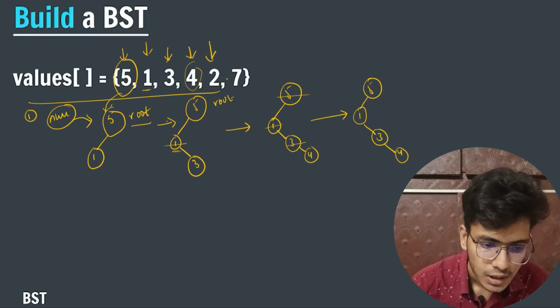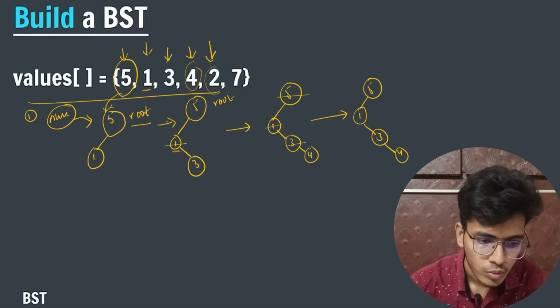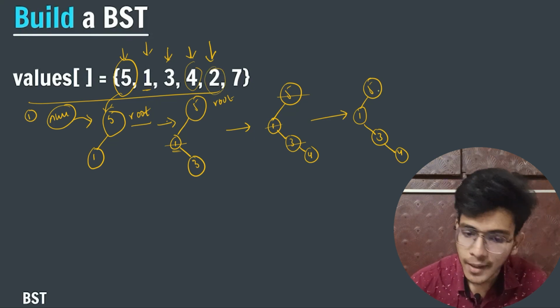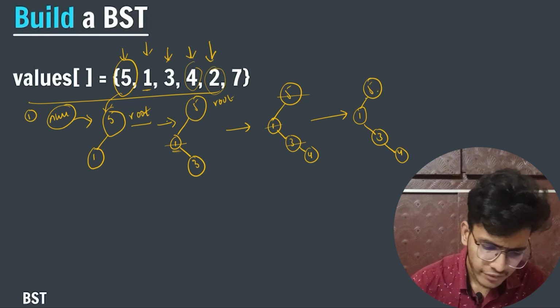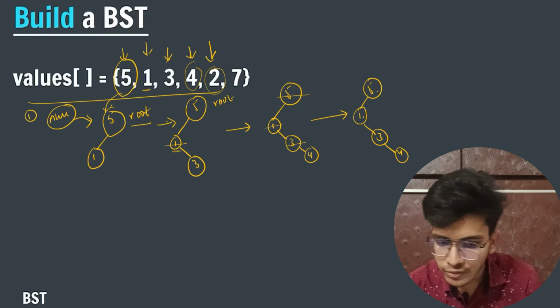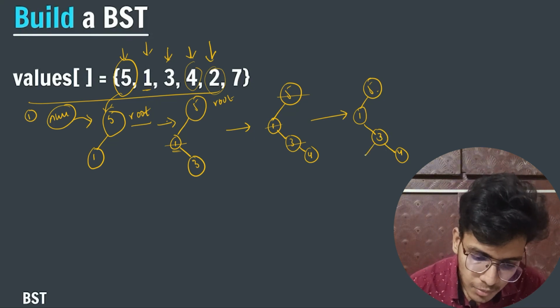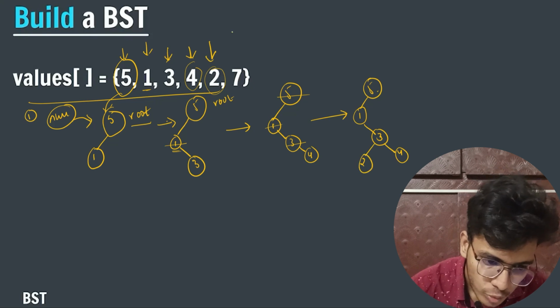Now you can see that here I am having 2, and 2 is less than 5, so it will come on the left side, and 2 is greater than 1, so it will come on the right side, and 2 is less than 3, so it will come like this. Now I will iterate through my last element.